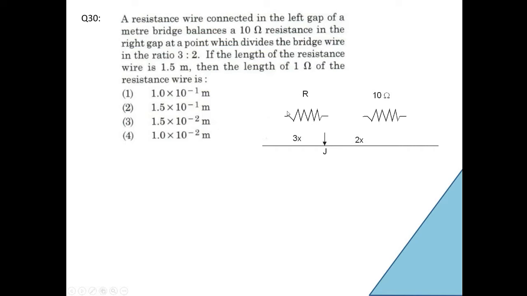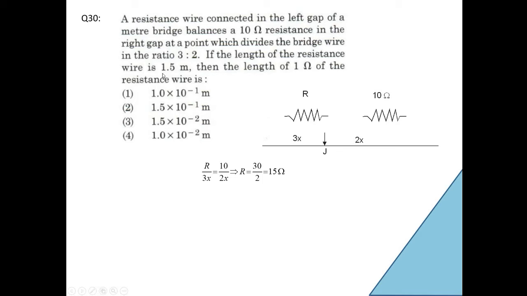Because the ratio is given as 3:2, you write it as 3x and 2x, so that the ratio becomes 3:2. And you know the condition for balance in a meter bridge: r by 3x will be equal to 10 by 2x. Of course, x and x will cancel from both sides of the equation. So r will be 10 into 3 by 2, 15 ohm.